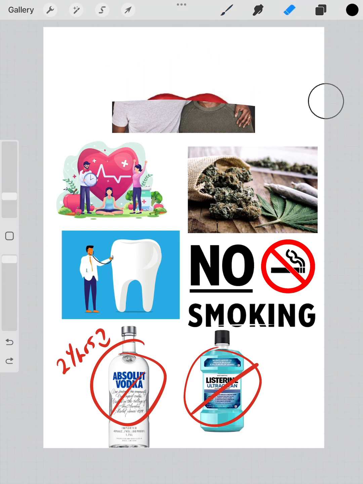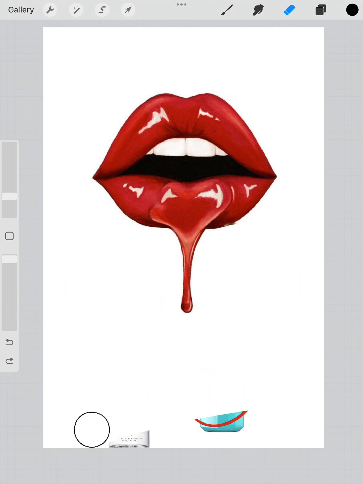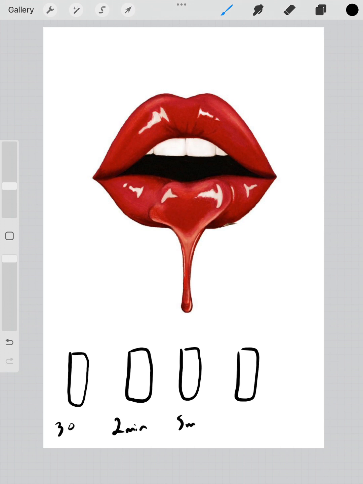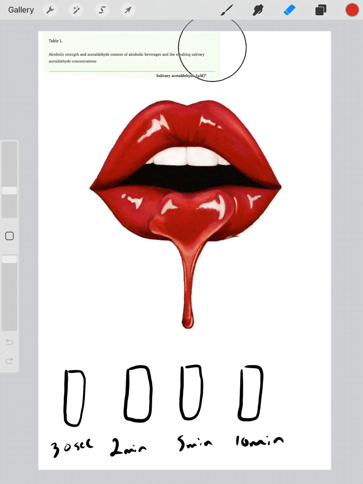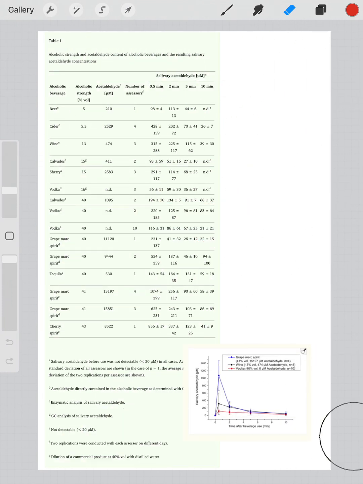Samples of the saliva were taken from participants at 30 seconds after the initial rinse. Then samples were taken again at 2 minutes, 5 minutes, and 10 minutes. The enzymatic analysis was conducted immediately after sampling the saliva, so as not to exclude losses of acetaldehyde due to evaporation. The results show the starting point for participants was under 20 micromoles.